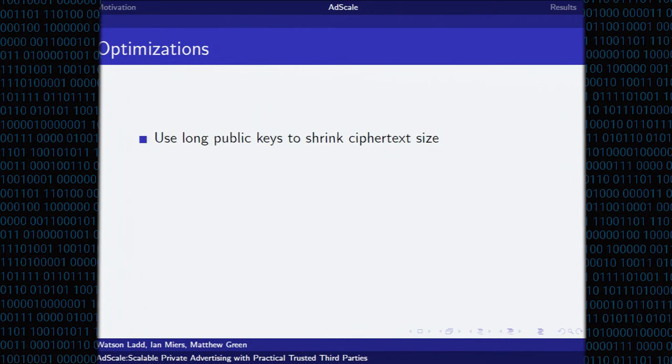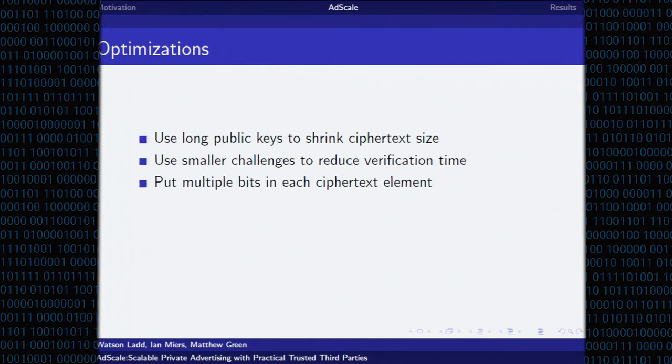So we use long public keys to shrink ciphertext size. Your public key is now length n, and you use one randomness to encrypt all the entries. So this removes one element from every single entry, as there's only one random element, and all the other ones are just encryptions. So that cuts your ciphertext size in half. We use smaller challenges to reduce verification time. The a_i from the previous slide are no longer randomly picked scalars. They're randomly picked strings one half the length of the scalars. And this decreases our security proportionally. We can afford that.